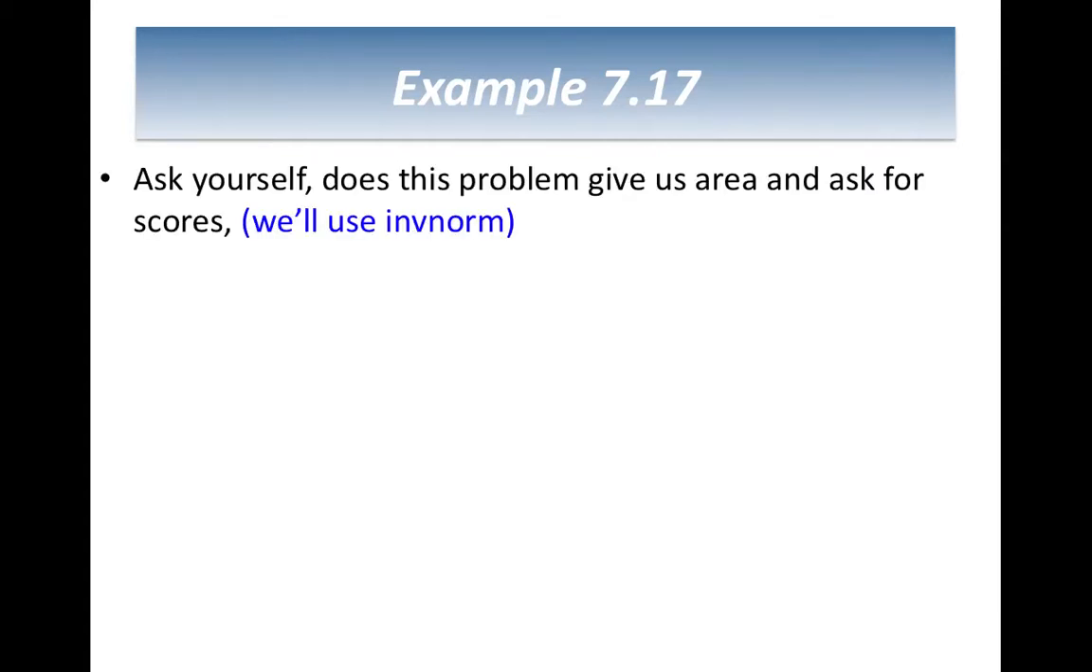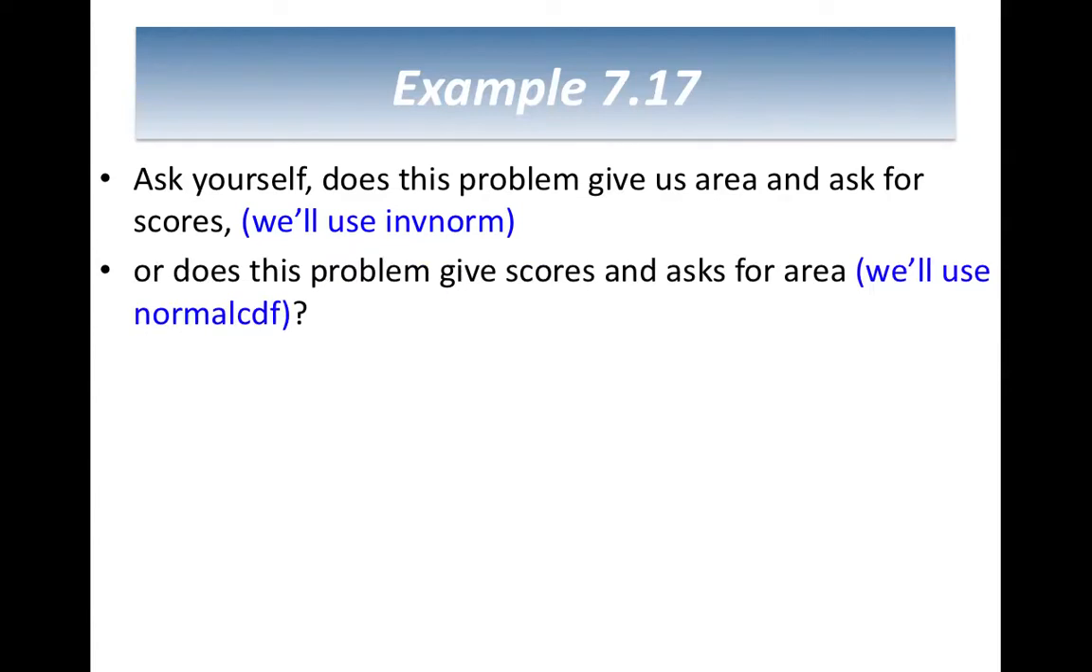Okay, so ask yourself, does this problem give us area and ask for scores, raw scores or z-scores? If so, then we'll use inverse norm. Or does this problem give us raw scores or z-scores and ask us for area? Because if that's the case, we're going to be using normal CDF.